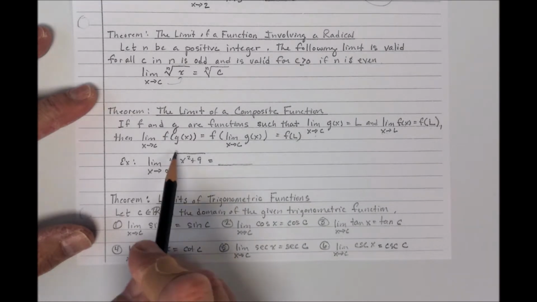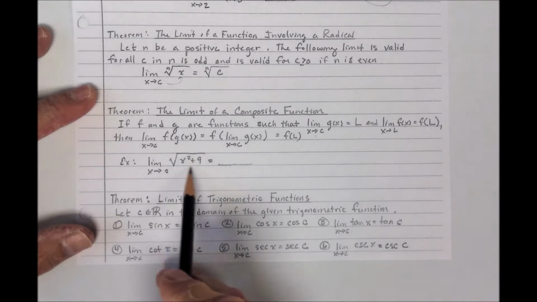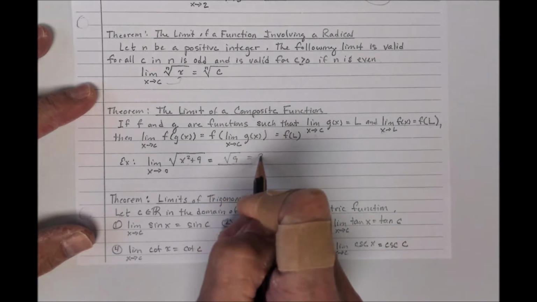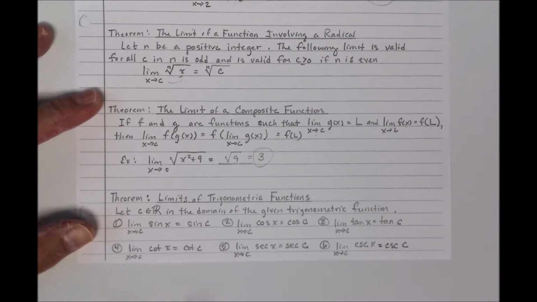I have the square root, that's my f of x. It's saying if I plug 0 into a polynomial, I get the limit. This would be 9, so this is equal to the square root of 9, which is equal to 3. See how simple this turns out to be. Very difficult epsilon delta proof. Now let's throw in the trig functions.